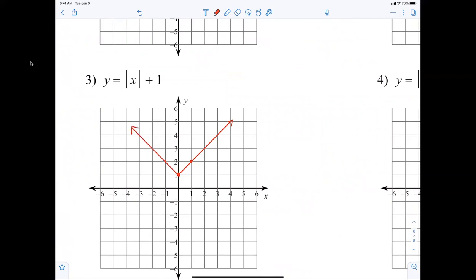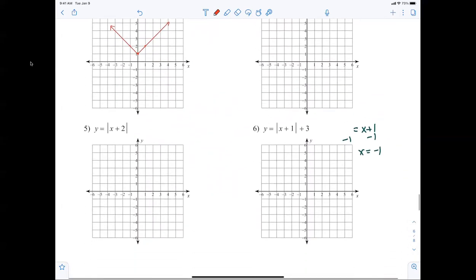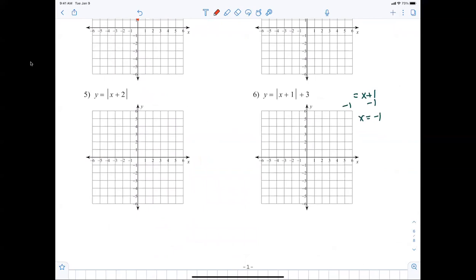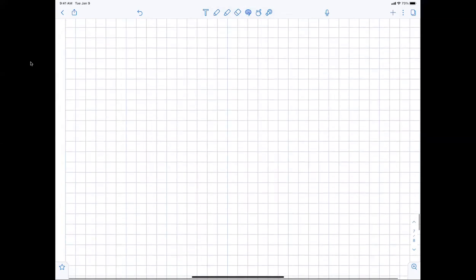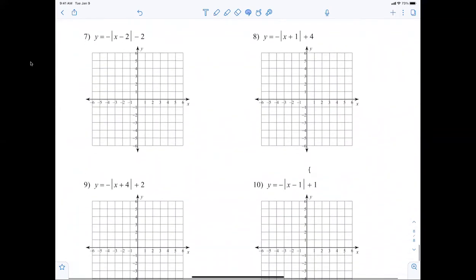Simple as that. And I always tell kids, check your answers, plug it in your calculator, look at it, make sure you're correct. All right. I'm trying to find something here a little bit different. Okay, here we go. Jump down to number 7.